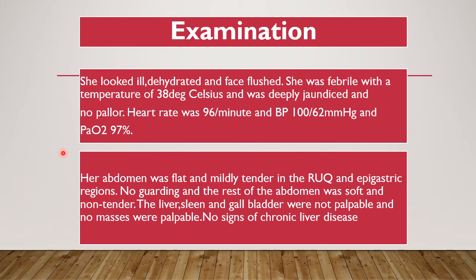Her abdomen was flat and mildly tender in the right upper quadrant and epigastric regions. There was no guarding and the rest of the abdomen was soft and non-tender. The liver, spleen and gallbladder were not palpable and there were no masses palpable either. No signs of chronic liver disease were evident.